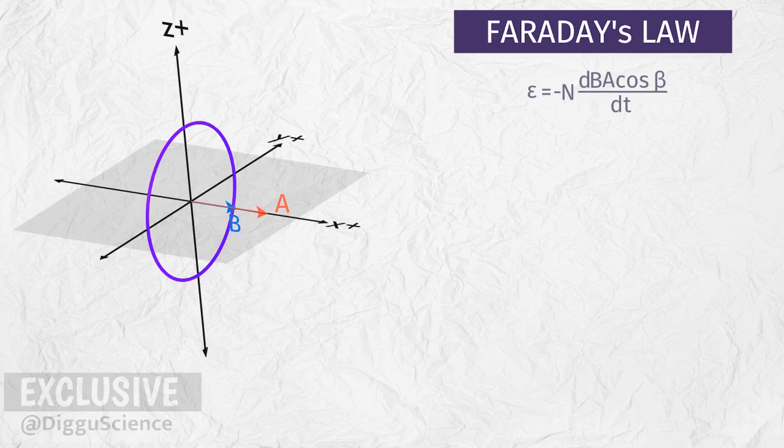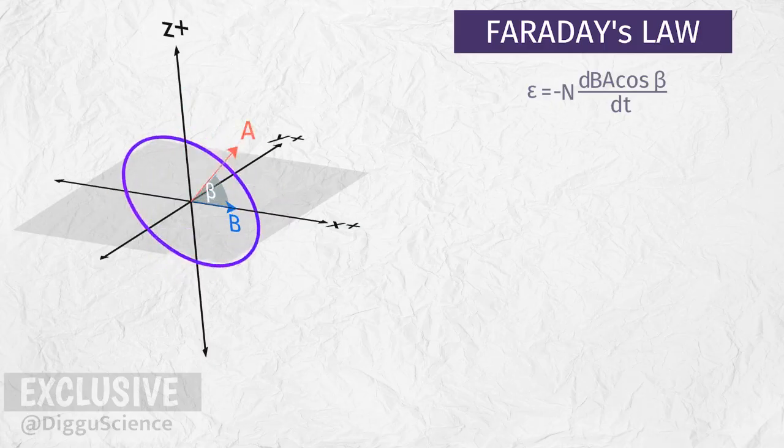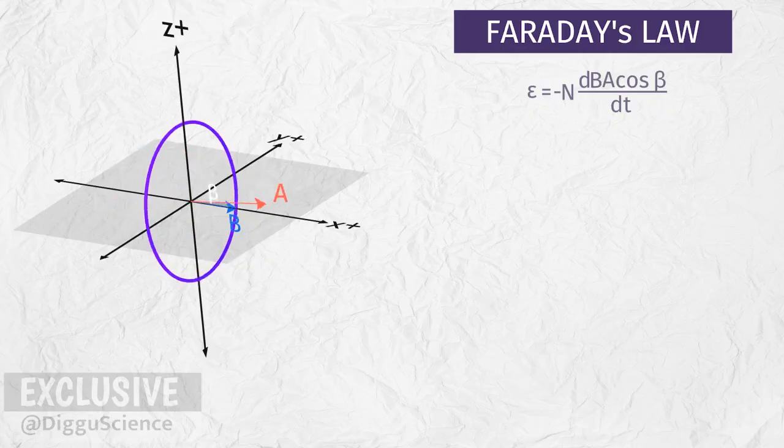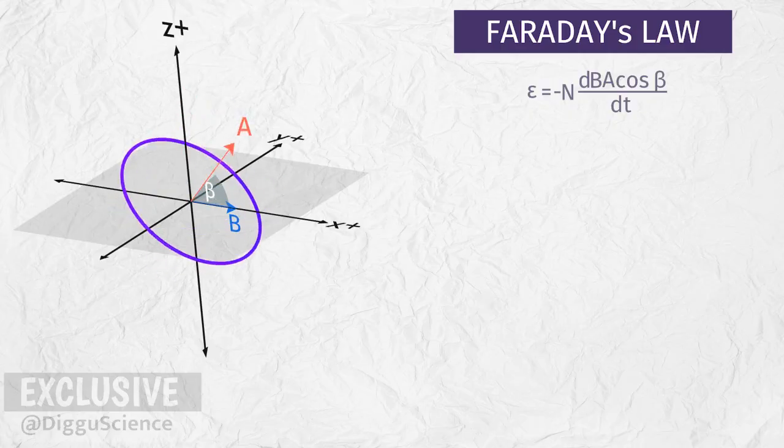We see that initially, vectors B and A are in the same direction, or beta is 0 degrees. Next, the conducting loop rotates counterclockwise. Beta begins to increase, and vectors B and A are no longer in a straight line.